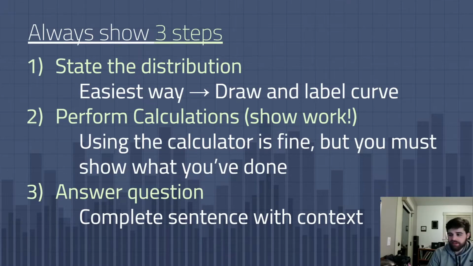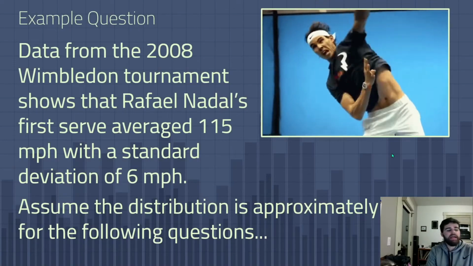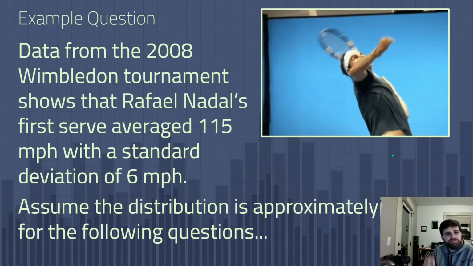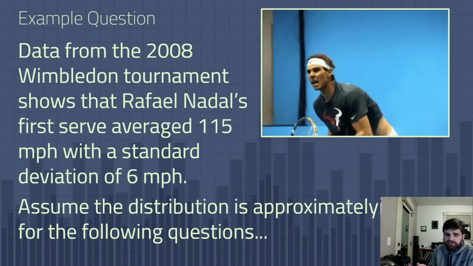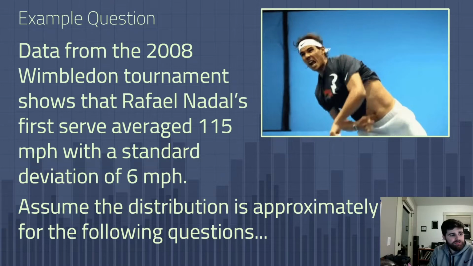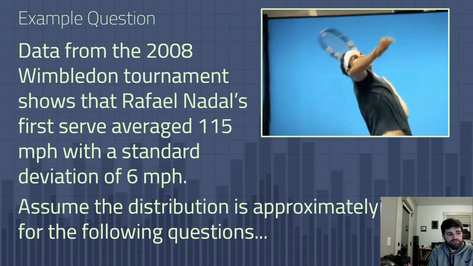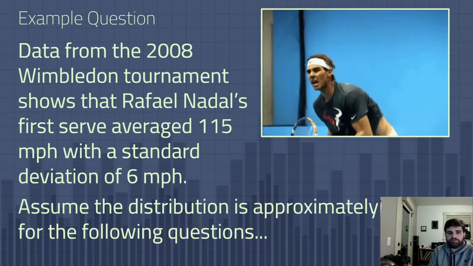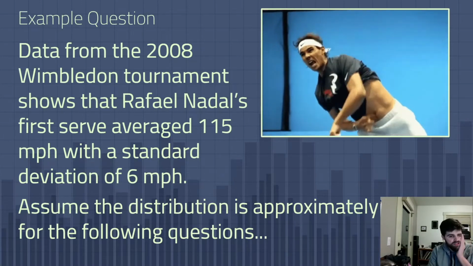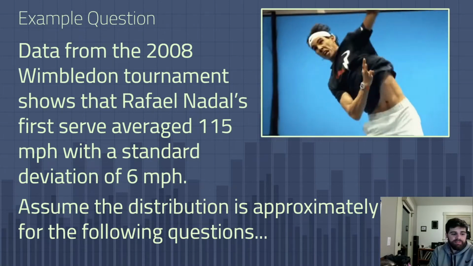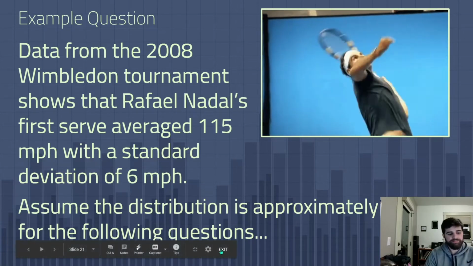We got to make sure we take whatever we found out and write it out in a sentence with some context. Okay, so the problem we're going to look at is a tennis problem. We've got some data from the 2008 Wimbledon tournament where Rafa Nadal was serving an average of 115 miles per hour for his first serve with a standard deviation of 6 miles per hour. We're going to assume that distribution is approximately normal to answer these questions.